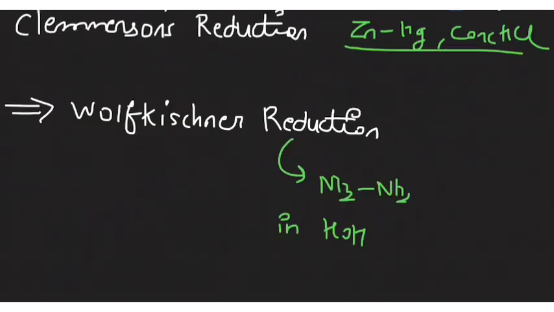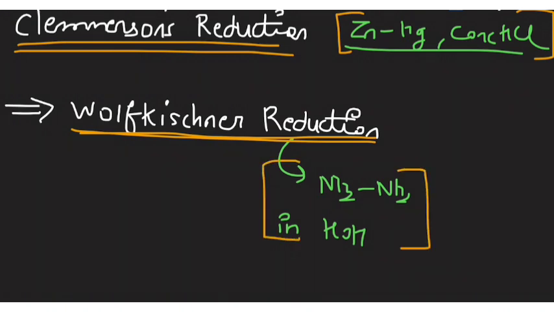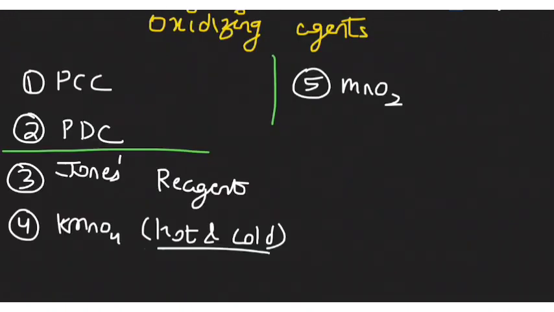Next is Clemmensen's reduction, which is zinc amalgam in conc. HCl, and Wolff-Kishner reduction is hydrazine in KOH. Very, very important.